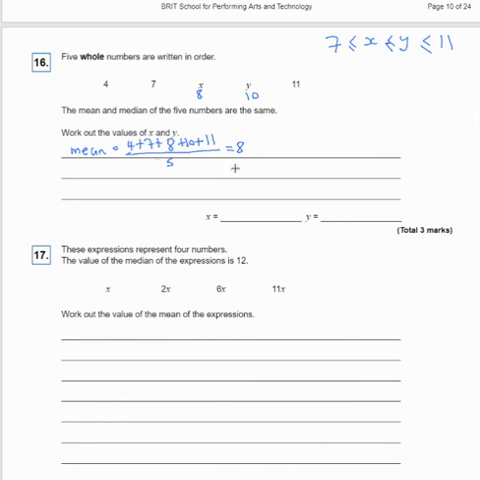Yep, so that works. And then the median is the middle number. So in this case, the middle number works out to be 8. So the median is 8. The mean is 8. So this combination of numbers works. So we can stop here. X equals 8. Y is equal to 10.